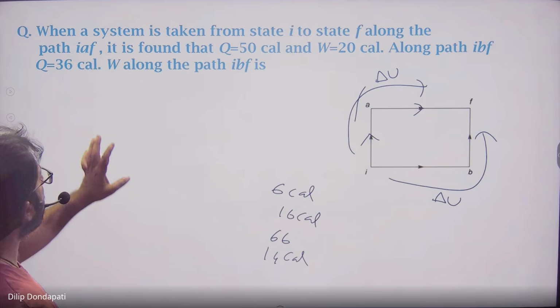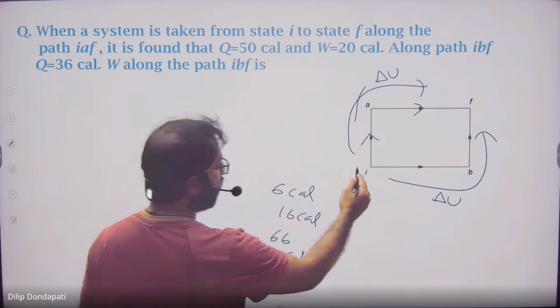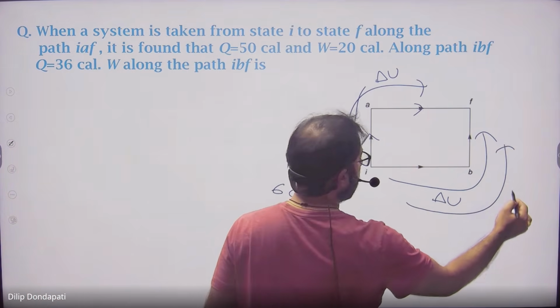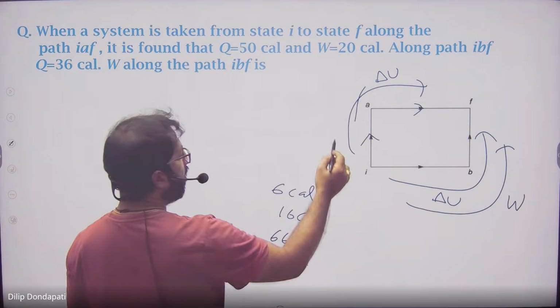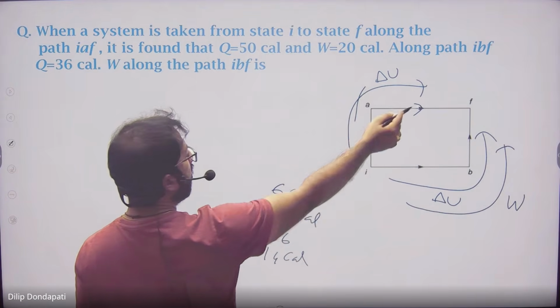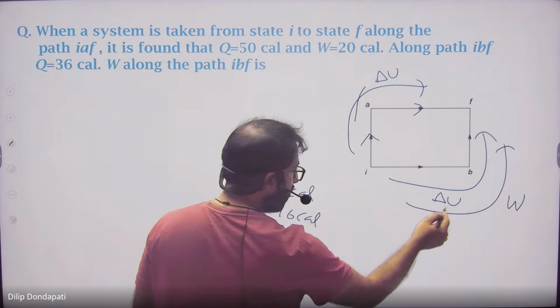Sir, can you tell it once again? See, what is it saying? Find the work done along the IBF path. In this path, work done is needed, right? Okay, you tell me, what all do you know here? Tell me, what is the formula? Tell me first of all.